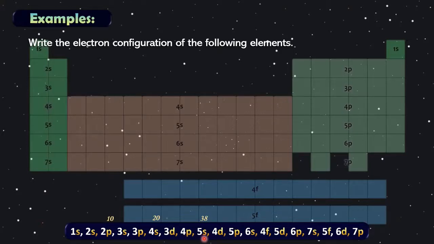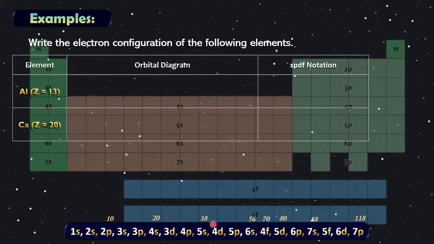And if the atomic number is 56, up to 6s, and so on and so forth, up to 7p, which is 118. I wait for this pattern so we know where to stop. Especially in the orbital diagram, we can use it to know how many boxes in total. Okay, let's have the first element, aluminum, which has an atomic number of 13. Z is the symbol for atomic number.